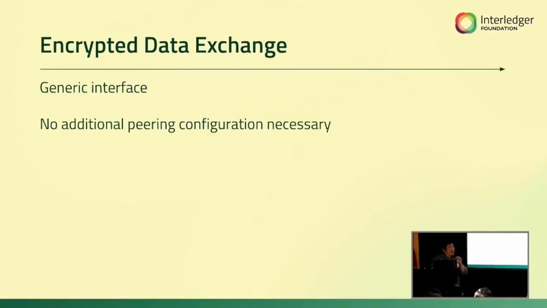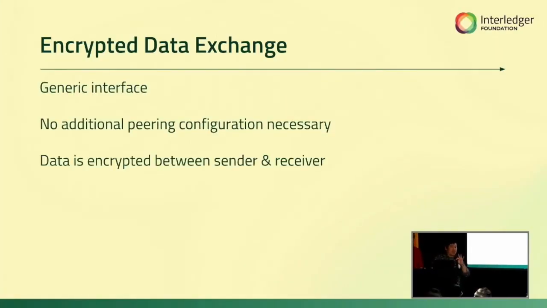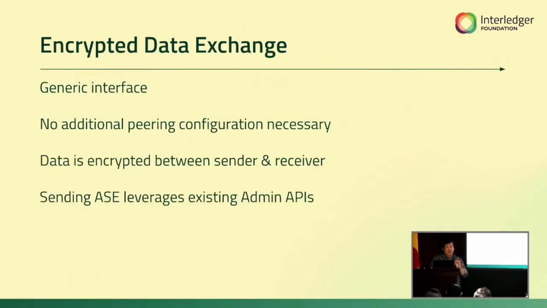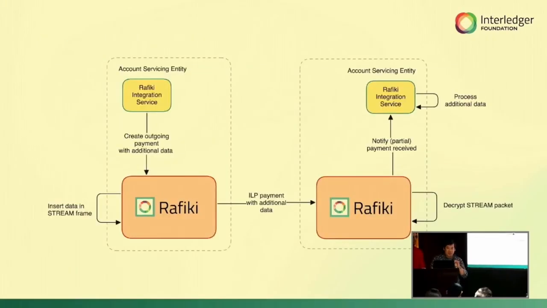So some other benefits: no additional peering configuration is necessary. The data is already encrypted between the sender and the receiver. This is just something that ILP Stream already does. And the sending ASC can leverage existing admin APIs. So no new integration requirements per se.